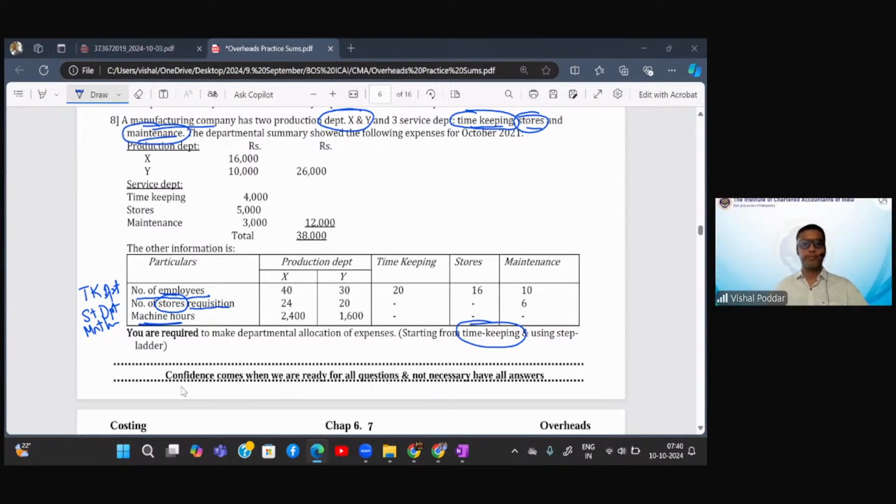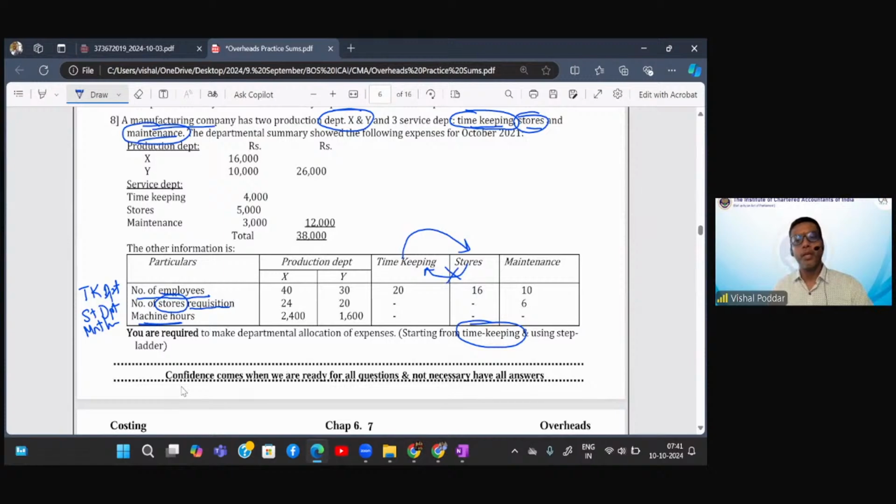So, students, now there are 2 interesting points in this. Tambeshwari's question was basically, if we have the step ladder method, how do we start? Because step ladder requires a sequence. Why do you require a sequence? Because in step ladder, one department is giving service to another, but that department is not reciprocally giving service to the other. So we need to select a sequence. Now, how do we select a sequence?